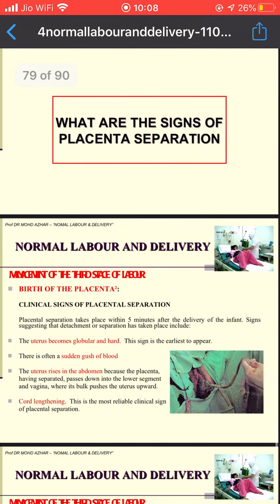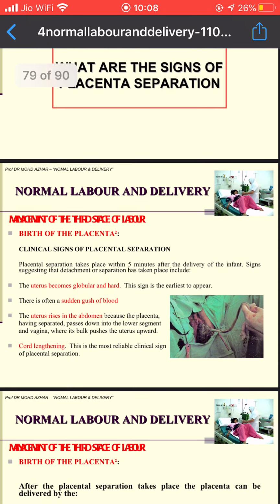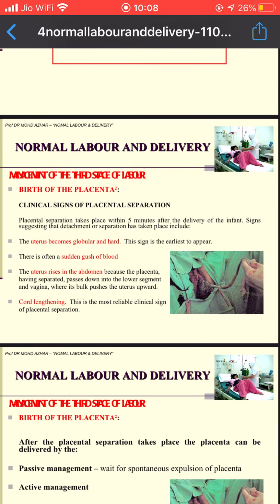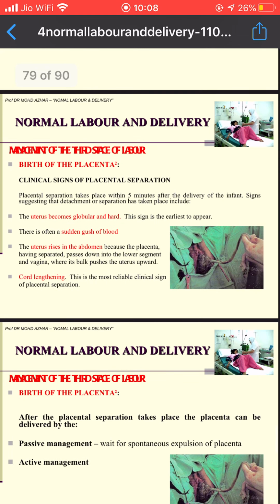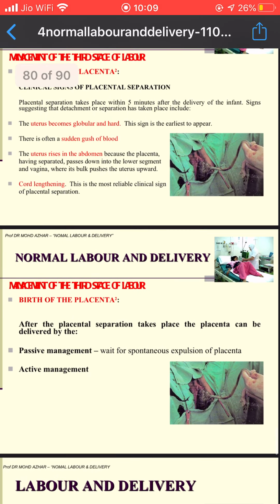separation? The clinical signs of placental separation are: the uterus becomes globular and hard, there is often a sudden gush of blood. The uterus rises in the abdomen because the placenta, having separated, passes down into the lower uterine segment and vagina, where its bulk pushes the uterus upwards. Cord lengthening is the most reliable clinical sign of placental separation.